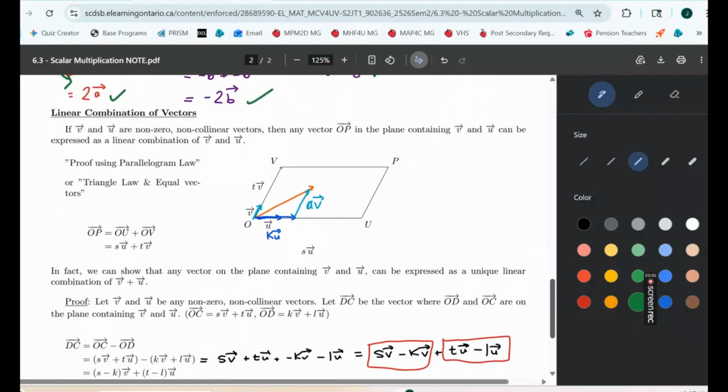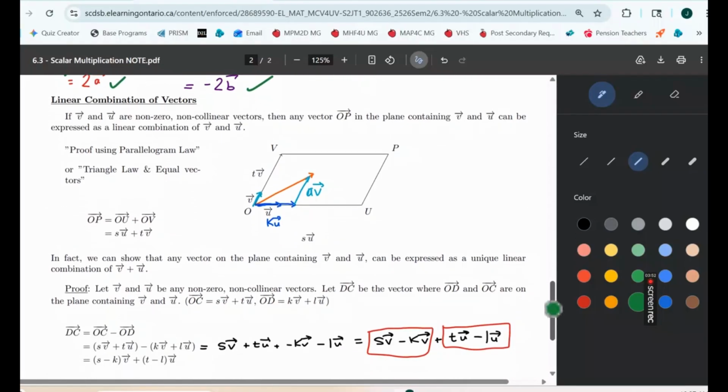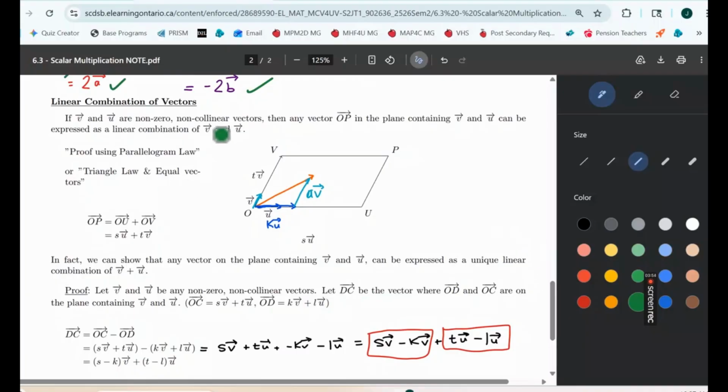Linear combination of vectors. If v and u are non-zero, non-collinear vectors, meaning they're not zero and they're not on the same line, then any vector OP in the plane containing u and v can be expressed as a linear combination of u and v. What does that even mean? That just means that any vector in the 2D world can be represented by two vectors, u and v. How does that make sense?